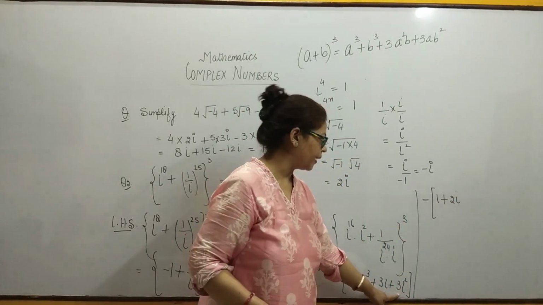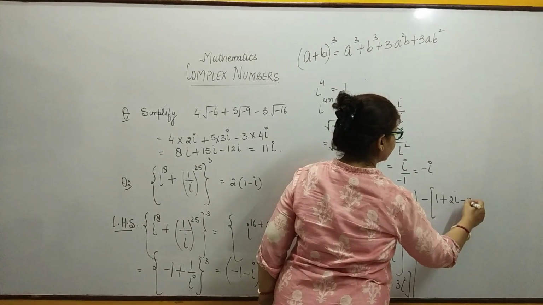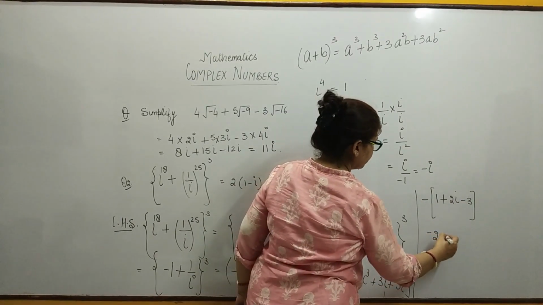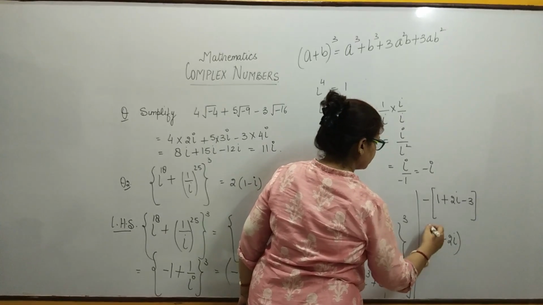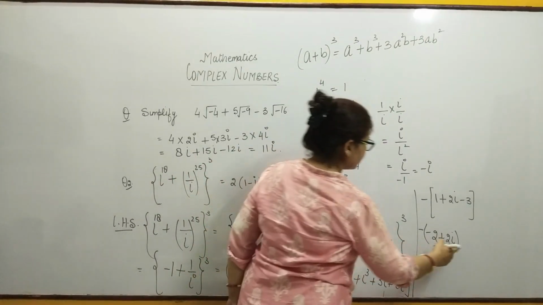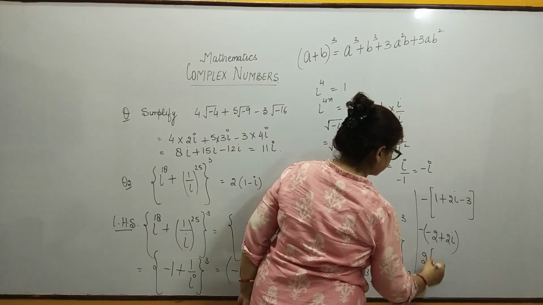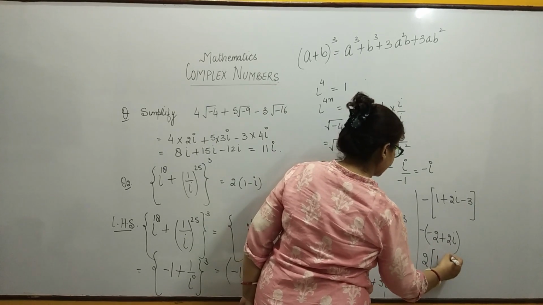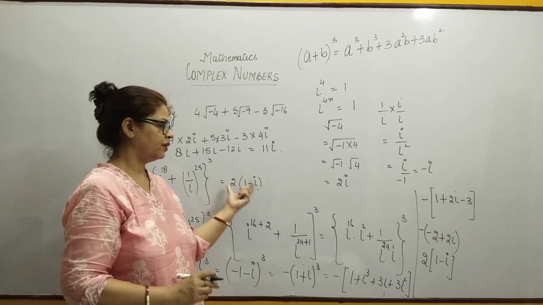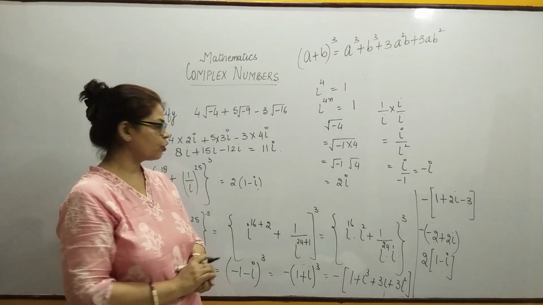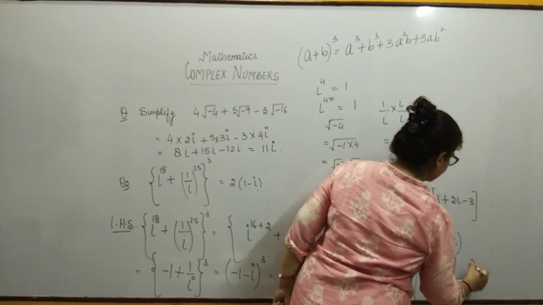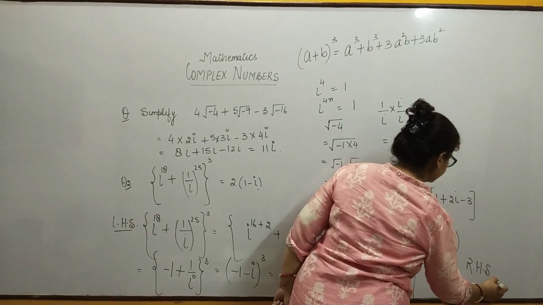Simplifying, i square is minus 1, so it is minus 3, and 1 minus 3 is minus 2, minus 2 plus 2i, minus sign outside, and if you take minus 2 out, you will get plus 2, and inside 1 minus i. You have achieved your goal. From left hand side you attain your right hand side.